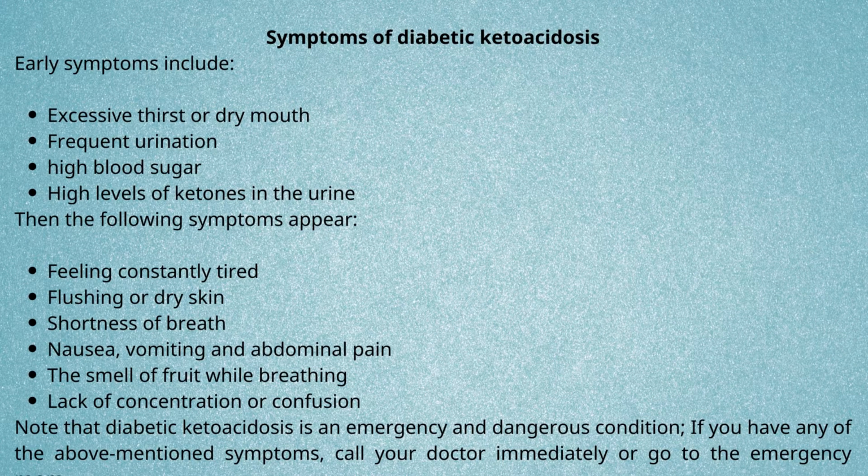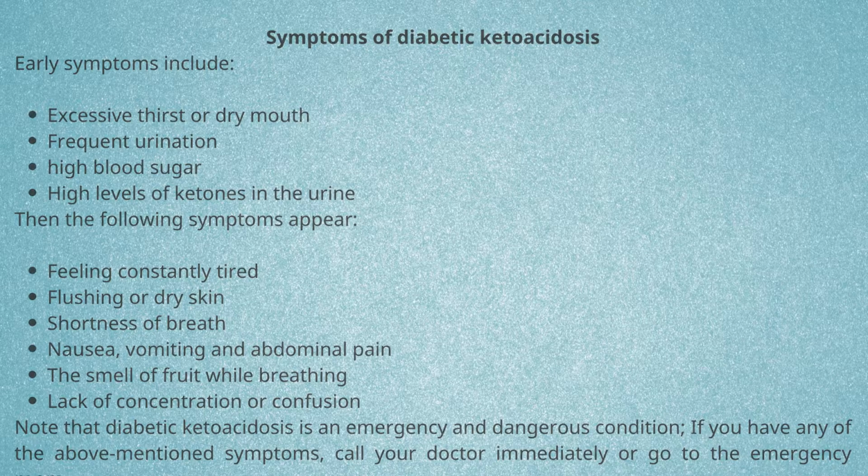Feeling constantly tired. Flushing or dry skin. Shortness of breath. Nausea, vomiting and abdominal pain. The smell of fruit while breathing. Lack of concentration or confusion. Note that diabetic ketoacidosis is an emergency and dangerous condition. If you have any of the above-mentioned symptoms, call your doctor immediately or go to the emergency room.